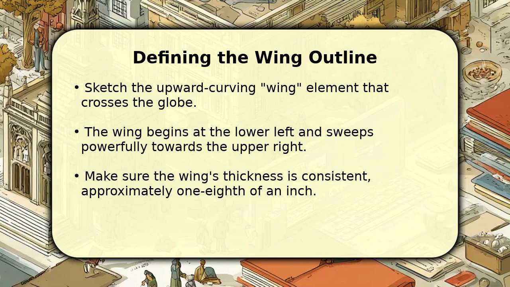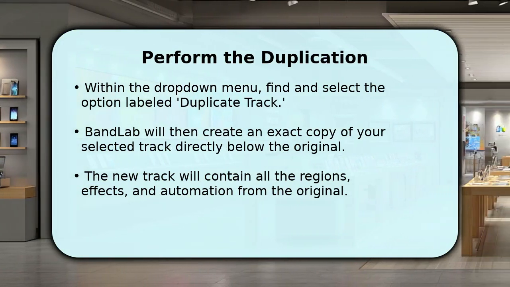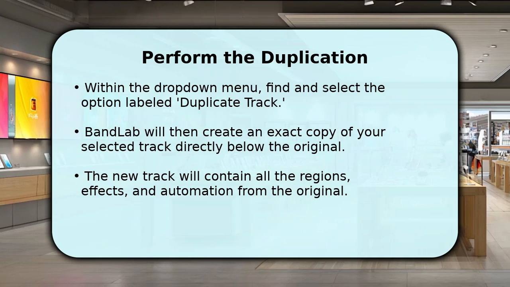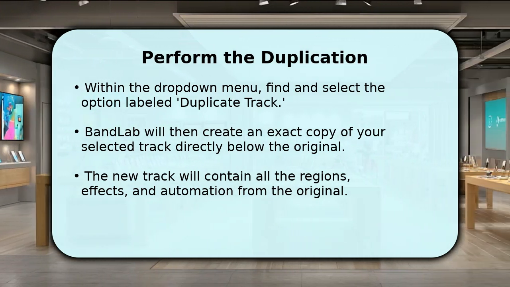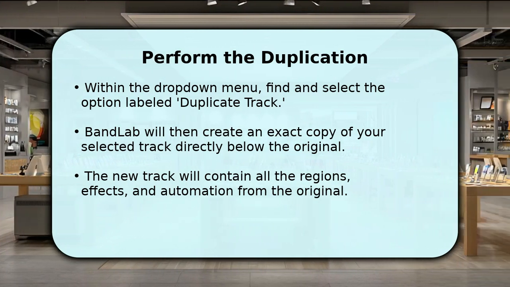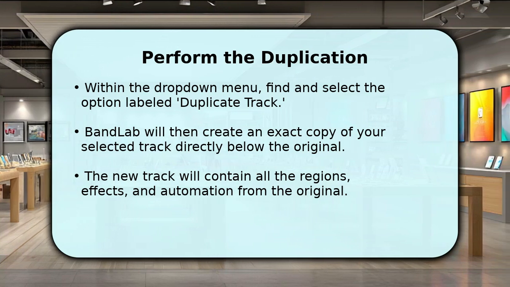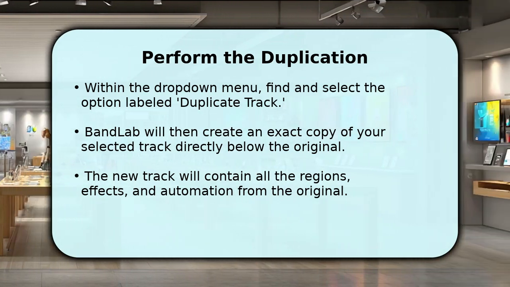From the revealed drop-down menu, you will clearly see an option labeled Duplicate Track. Go ahead and select this. Instantly, BandLab will generate a perfect copy of your original track, placing it directly underneath. This new track will faithfully replicate all existing regions, applied effects, and any automation you had on the source, ready for further editing. It's a seamless process.